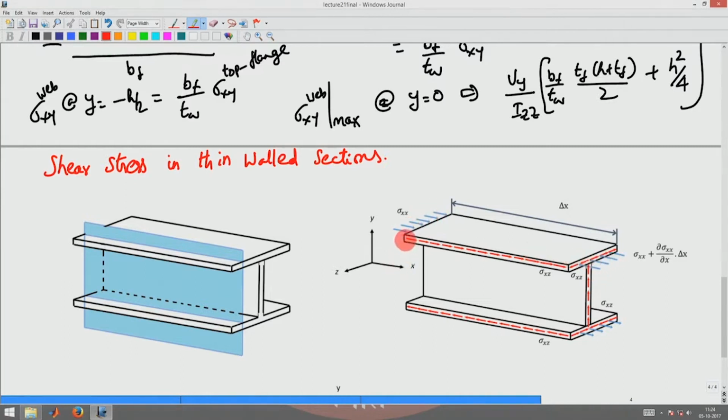So, there should be a shear stress acting along the cut surface in this direction. Okay. And hence there should be a complementary shear acting on this flange in this direction on this side of the web. Okay. This is a complementary shear, this is the actual shear stress that is acting on this section to maintain equilibrium. Okay.